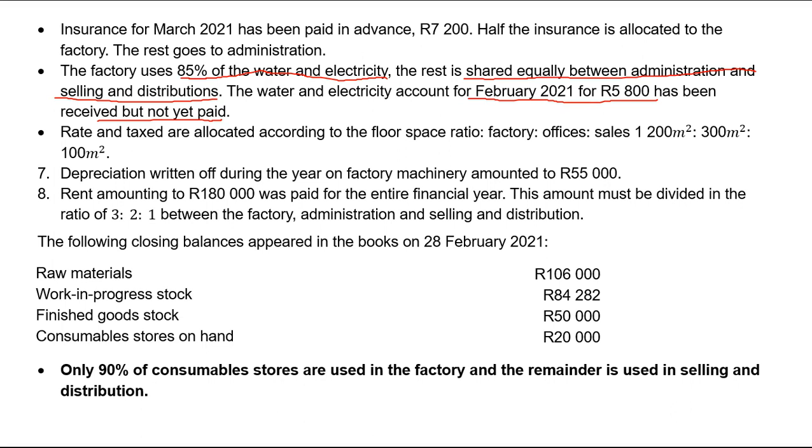Let's go to rates and taxes. They say that rates and taxes are allocated according to the floor space. Factory will be 1,200, 300 square meters will go to office, and 100 will be sales. And for this one here, they basically said nothing about allocation or adjusting. That means our rates and taxes that we are given there will be accurate, right? That's what it means.